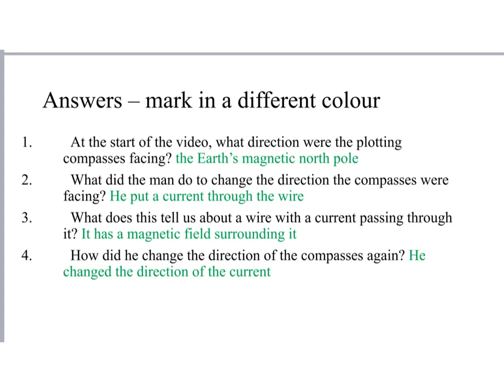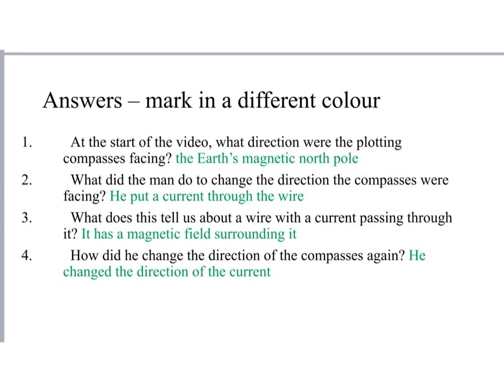And following on to number 3, this tells us that a wire with a current passing through it has a magnetic field. So it has a magnetic field surrounding it, which is why the compasses moved. And he then changed the direction the compasses were facing again because he passed the current through in a different direction. So he changed the direction of the current, which changed the direction the compasses were pointing. So please either add to your answers or give them a tick if you got them completely right.